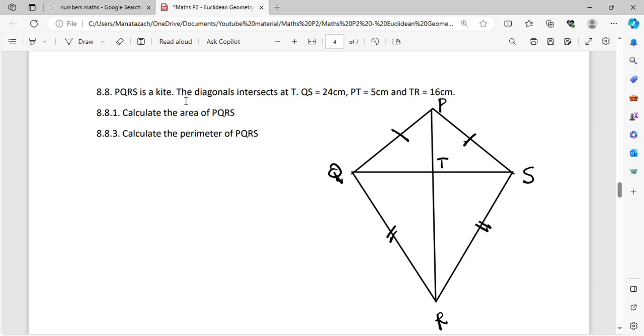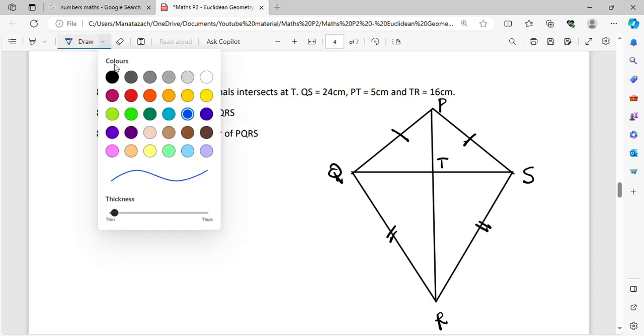PQRS is a kite. The diagonals intersect at T. QS is 24 centimeters. PT is 5 centimeters. TR is 16 centimeters. So let's just choose a color for that.